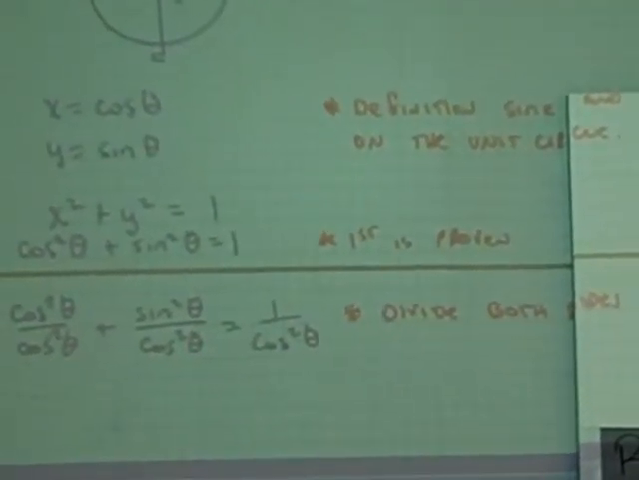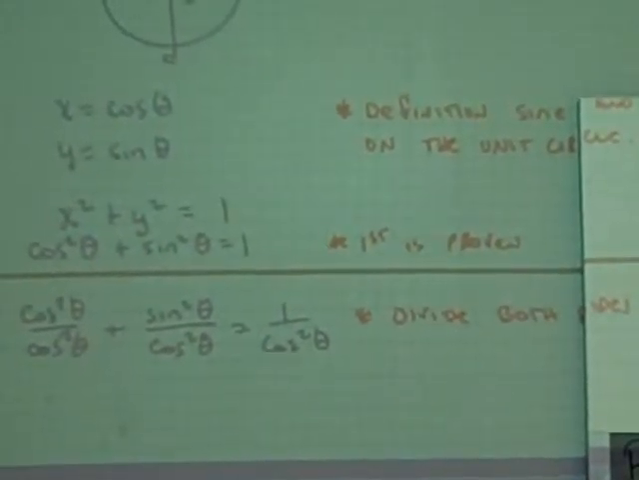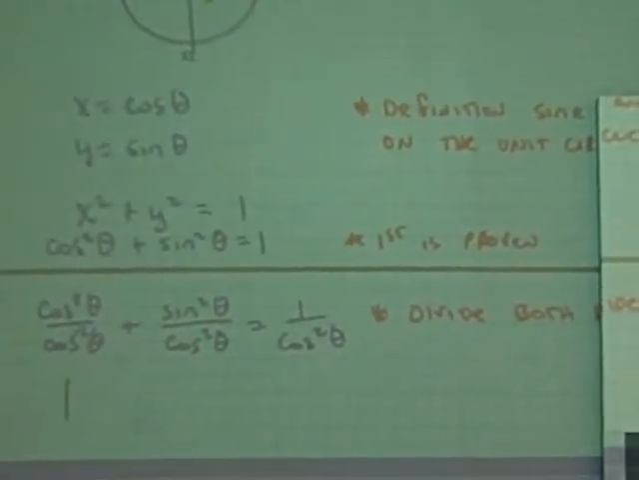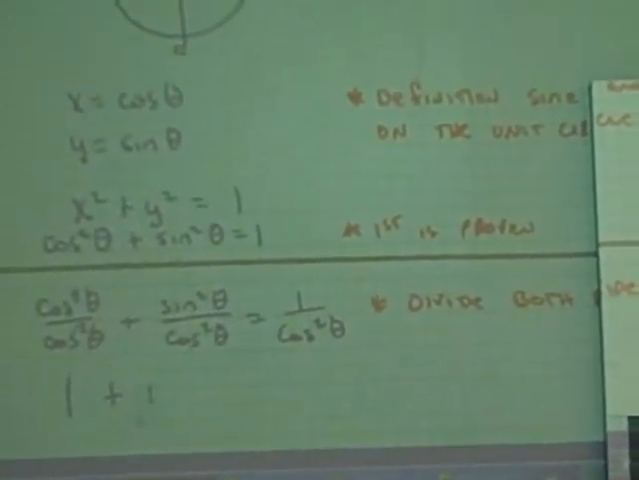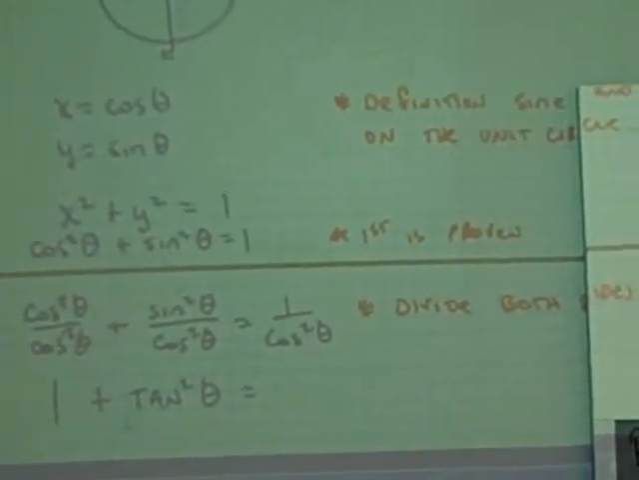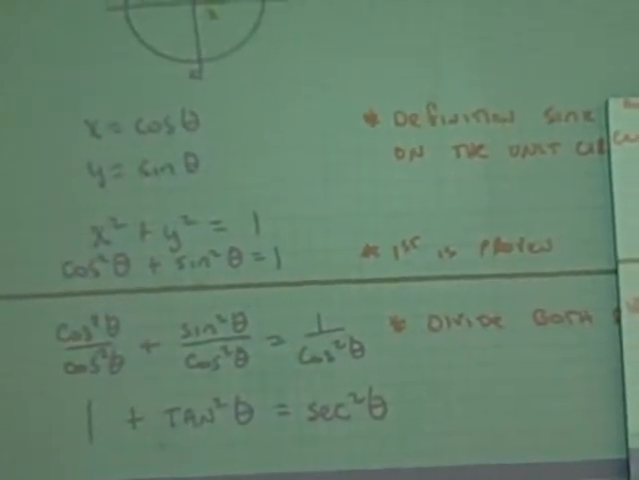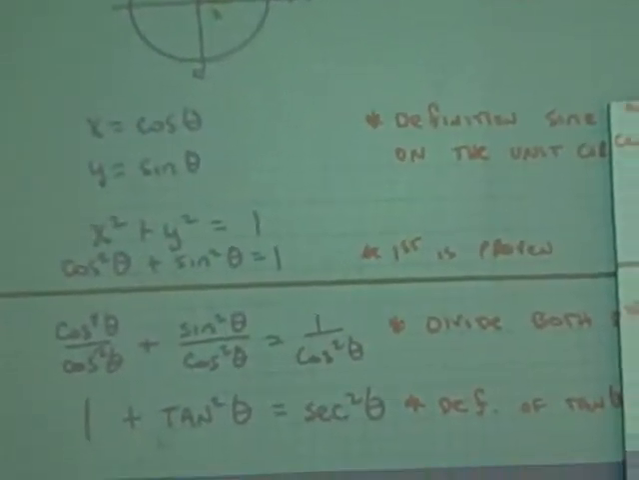What does that give us? 1 plus... Okay, what's cosine squared theta over cosine squared theta? 1. It's just 1. What is sine squared theta over cosine squared theta? Tangent squared theta. And what's 1 over cosine squared theta? Secant squared theta. By definition, tangent theta and secant theta.